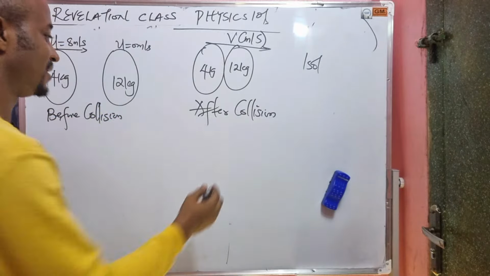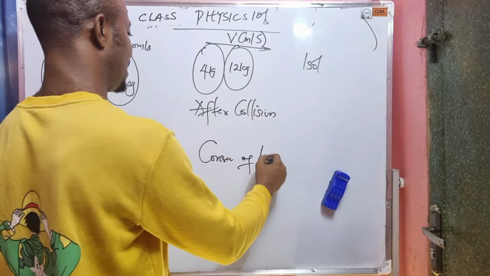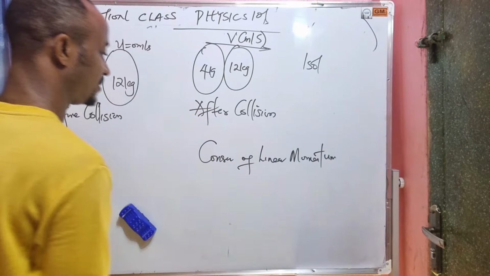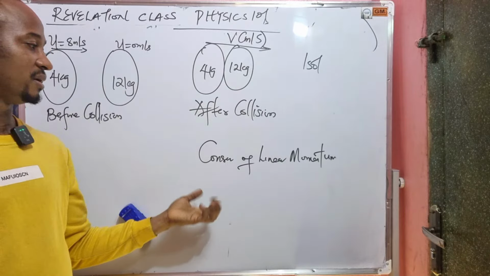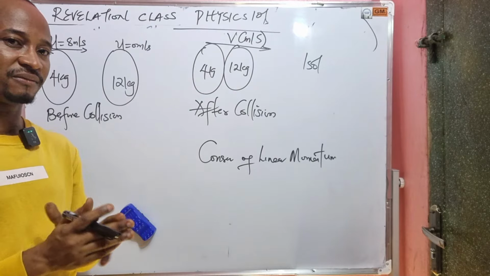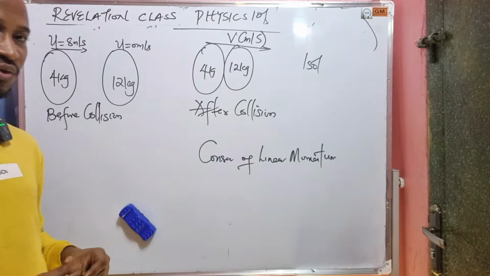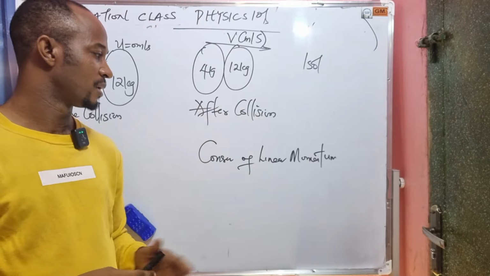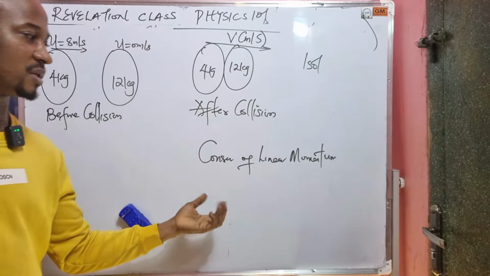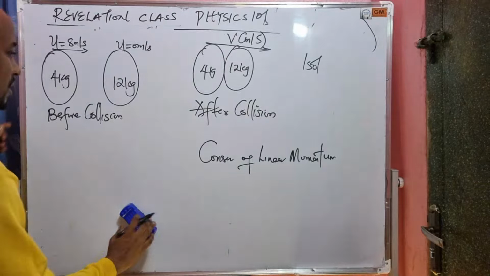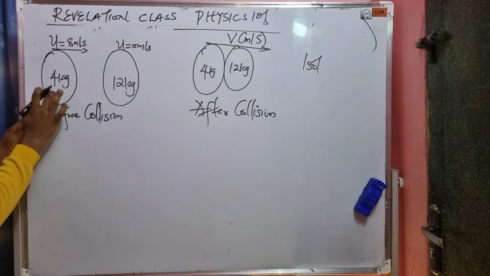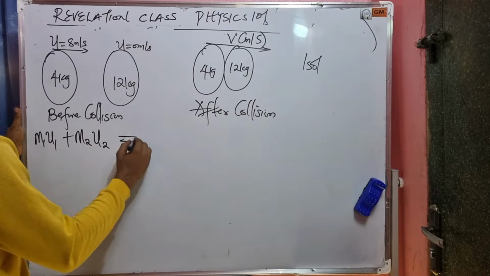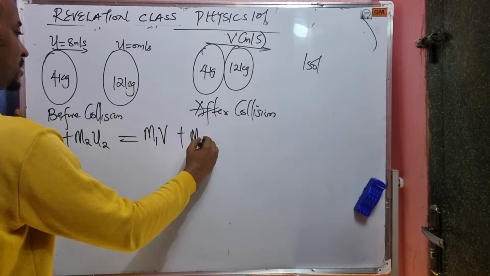We might be asked to state the conservation of linear momentum. After the collision types are listed, the next should be how momentum is conserved. There's a principle called conservation of linear momentum. The principle says that in a closed or isolated system where there's no external force or external factor, momentum of a body before collision must be equal to that of afterwards collision. Meaning that before collision, we're going to have M1 U1 plus M2 U2 must be equal to M1 V plus M2 V.